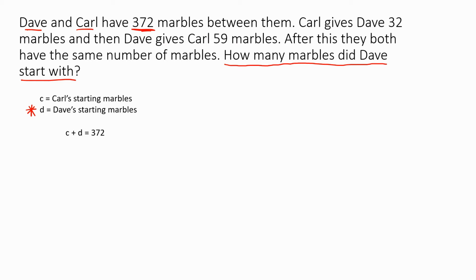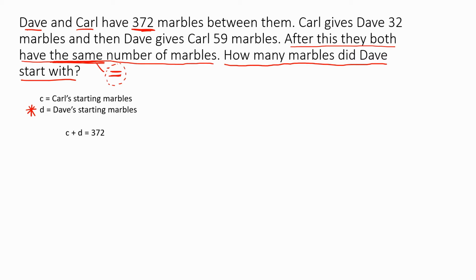The other information is just about the boys passing marbles back and forward between each other. But here is our next big clue. After this, they both have the same number of marbles. The same number. That is, after they pass marbles back and forward, they both have an equal number of marbles. And this is where our new equation is going to come from. All equations are based around an equals sign. But what is the equation going to be?